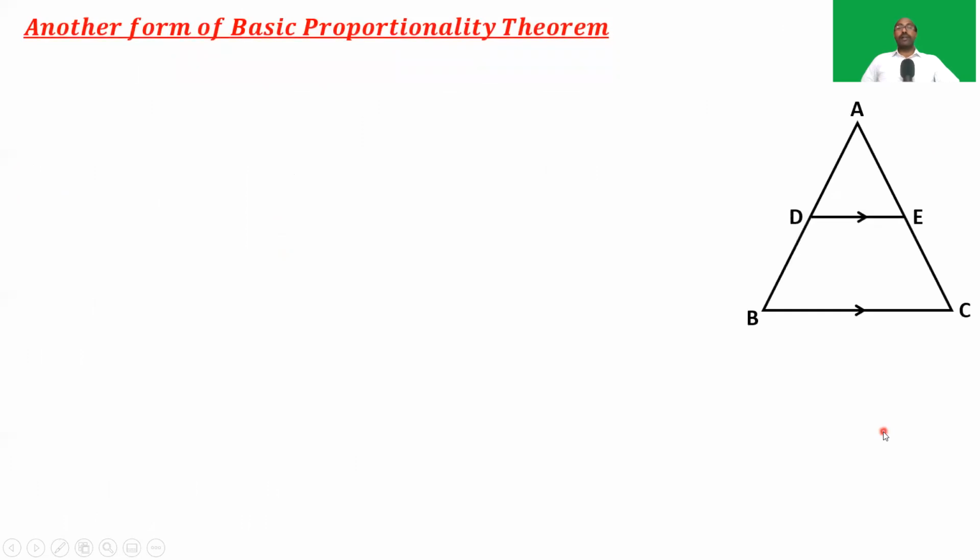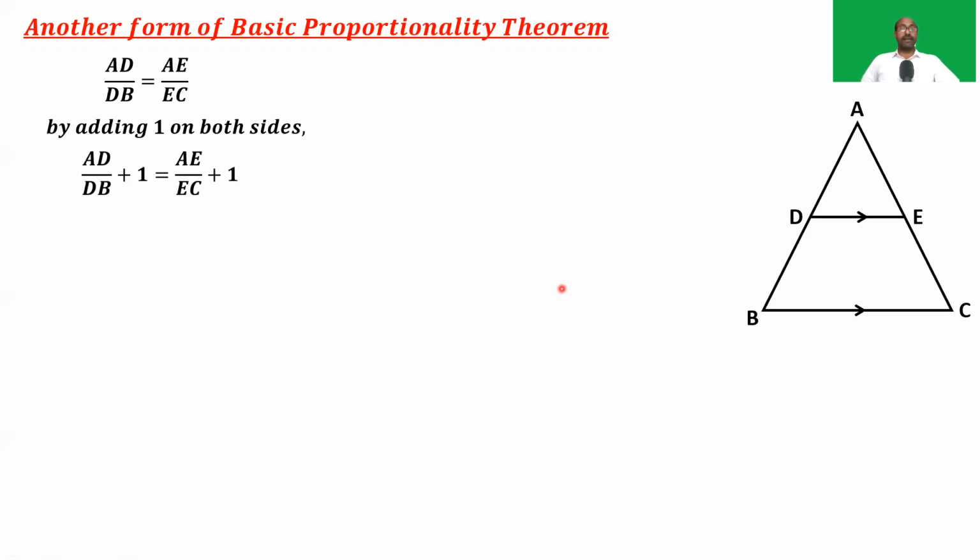So let us see the other forms of this theorem. If DE is parallel to BC in triangle ABC, we have AD by DB is equal to AE by EC. Now add 1 to both sides of this equation. So we get AD by DB plus 1 is equal to AE by EC plus 1. By simplifying this, we get AD plus DB by DB is equal to AE plus EC by EC. We know that AD plus DB is equal to AB as well as AE plus EC is equal to AC. So we can write it as AB by DB is equal to AC by EC.